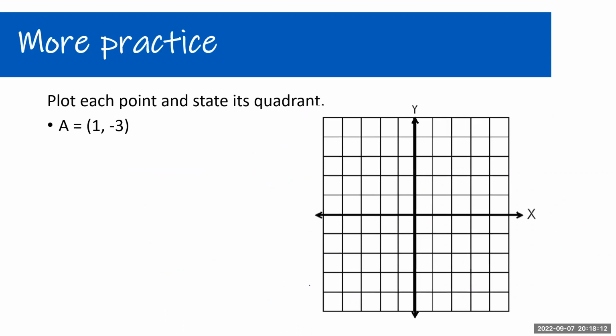Okay, now let's get some more practice. We're going to plot these points and we're going to state the quadrants, okay? I'm going to kind of move quickly through these, but make sure that you can follow along. Point A is at 1, -3. So let's go ahead and label these real quick.